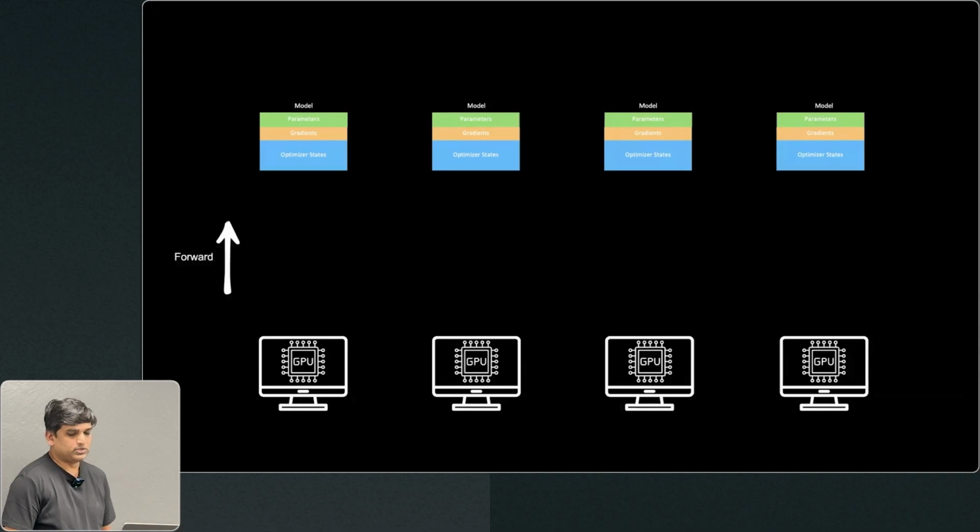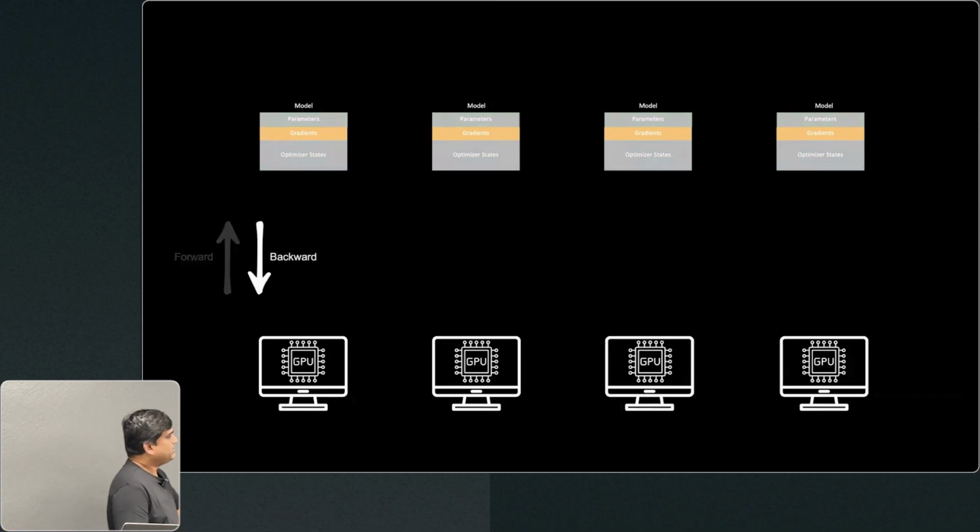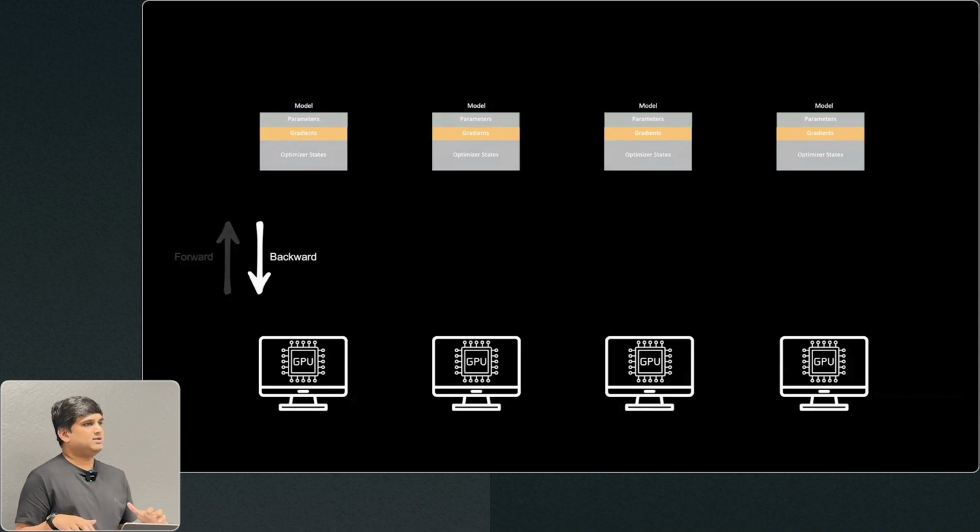All good. Now comes the backward pass. Once that is done, we will have the gradients across 4 different GPUs. All are different gradients. Why are they different? Because they were computed on different batches of data. Now we have to update the model. At this stage, can I just go and update the models? No, right? Because if I do that, there will be 4 different models.